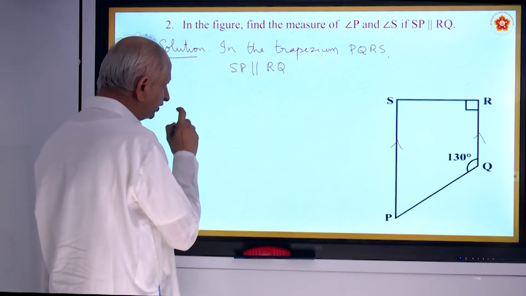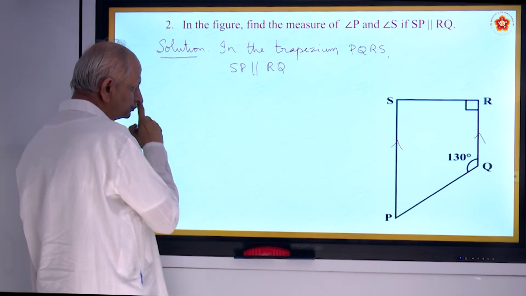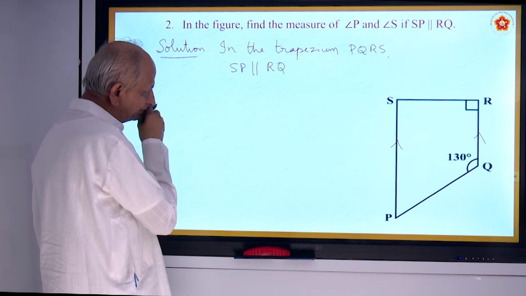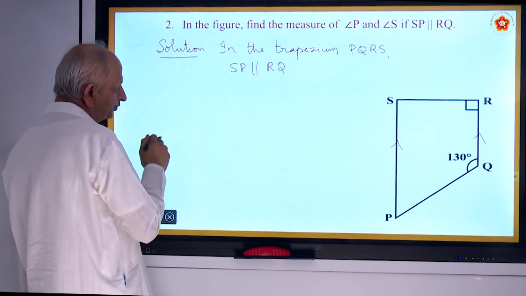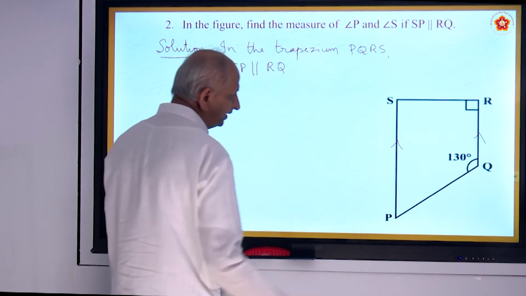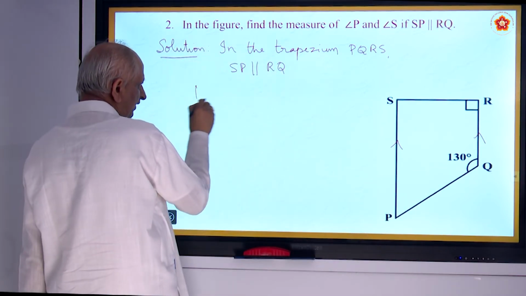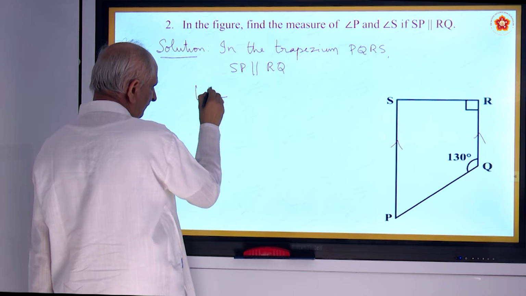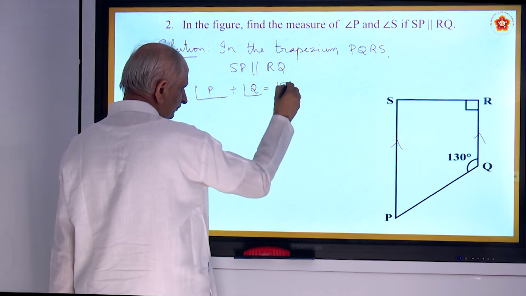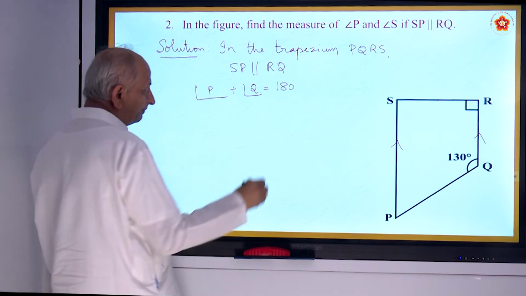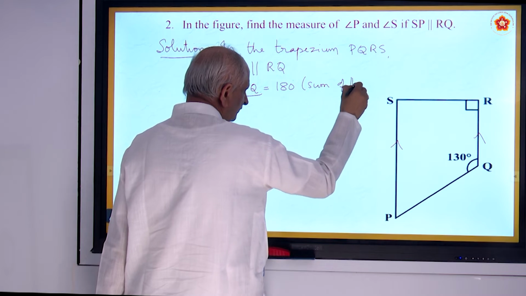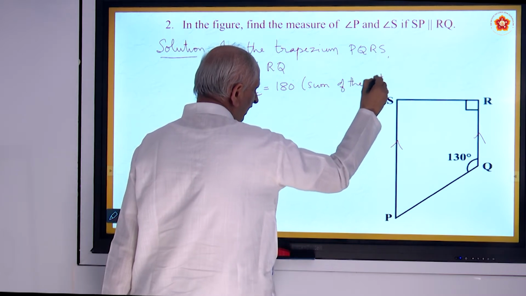Now you are given the angle Q. Correct? Find angle P and S, they are asking. So if they are parallel, the sum of the interior angles is 180 degrees. So you can write it as angle P plus angle Q is equal to 180 degrees. They are called the sum of the interior angles.